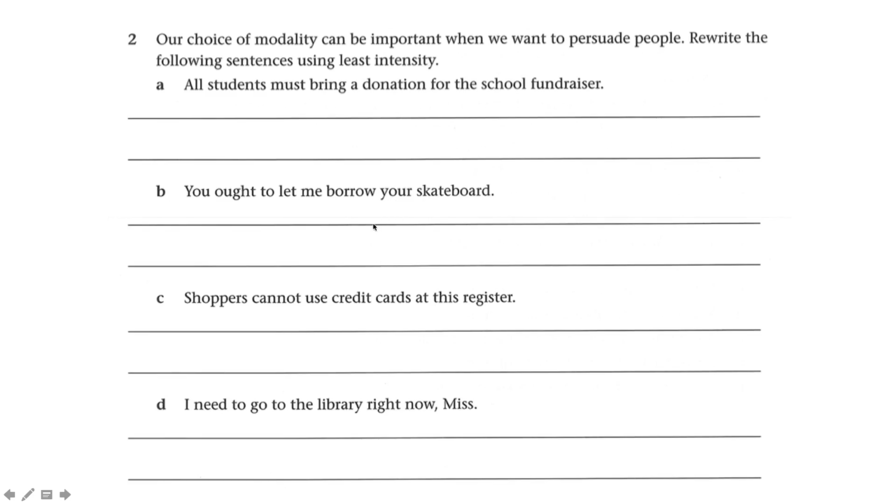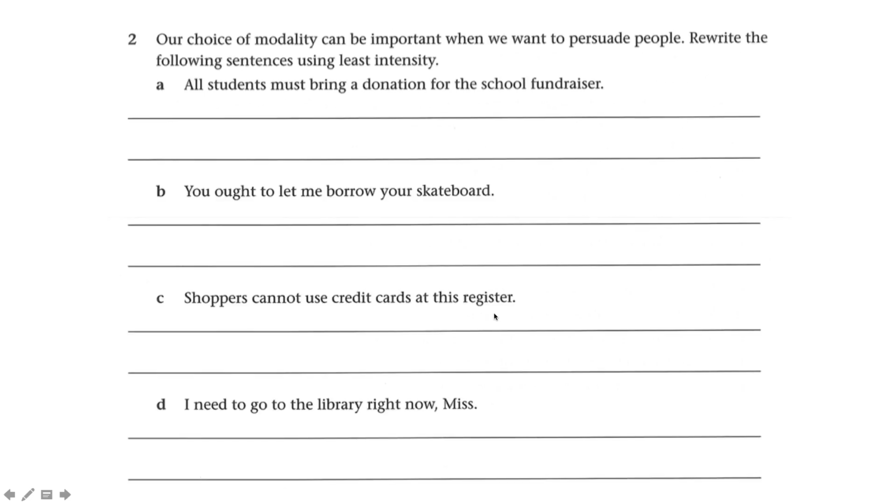For question number 2, this is an interesting activity. Our choice of modality can be important when we want to persuade people. Rewrite the following sentences using least intensity. So the first one here, "All students must bring a donation for the school fundraiser." You can answer this in a number of ways. You might do it very simply. "All students could bring a donation for the school fundraiser." But because there's no right or wrong way to do this, you can respond to them in the best way that you see fit.